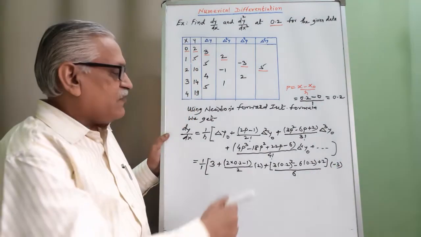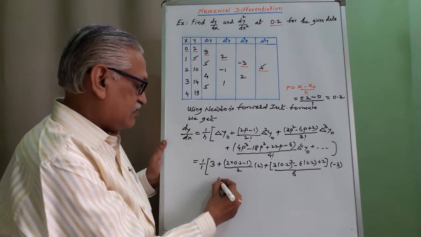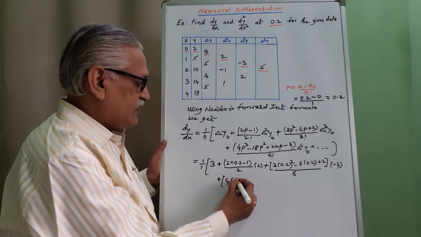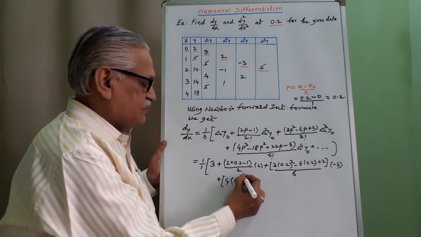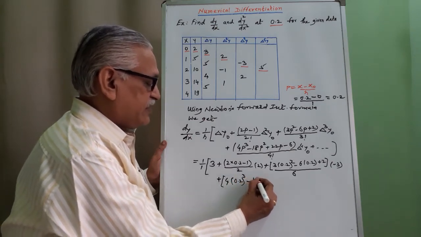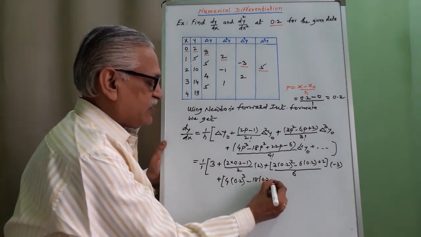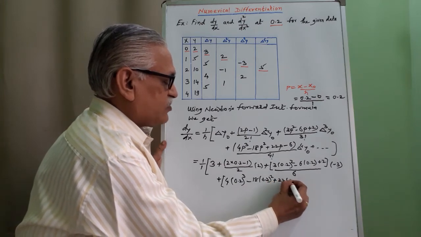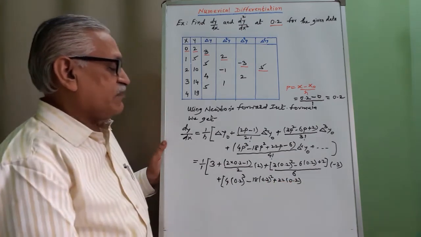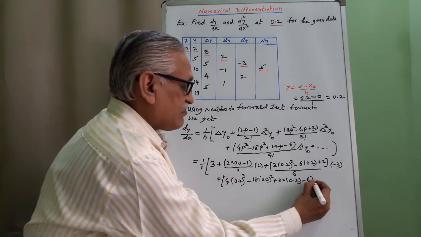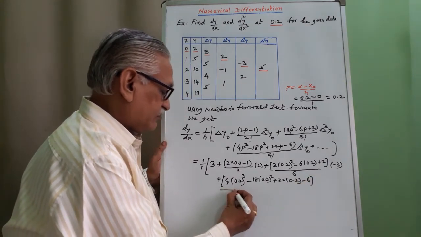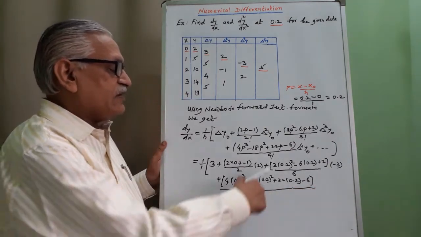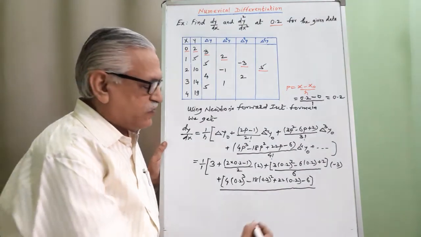This is the third term. Fourth term is 4 into p cube, where p is 0.2, cubed, minus 18 into p square, 0.2 square, plus 22 into 0.2, minus 6, and the whole divided by 4 factorial. The value of 4 factorial is 24.